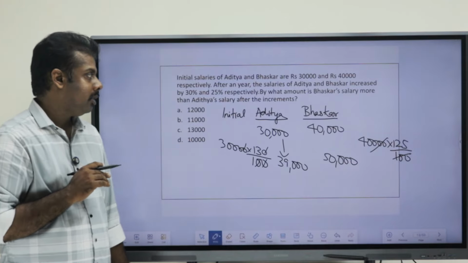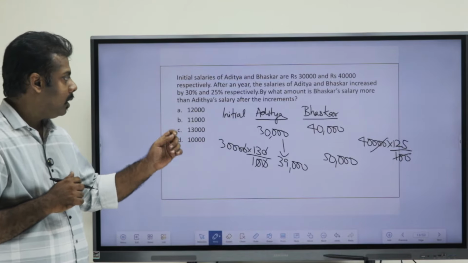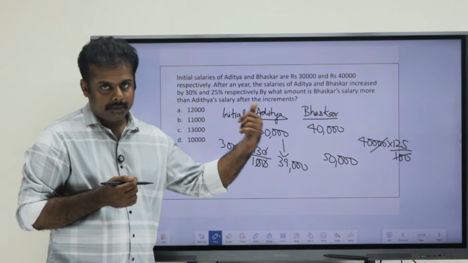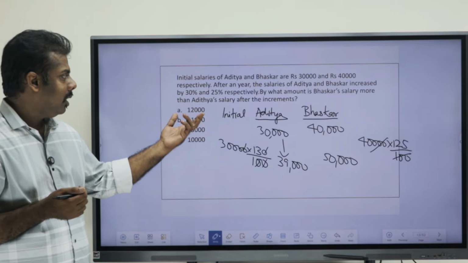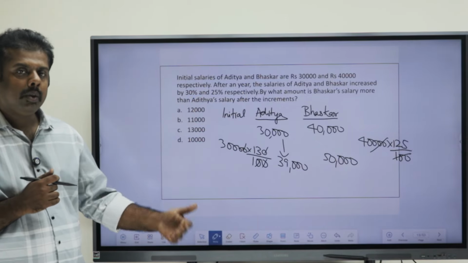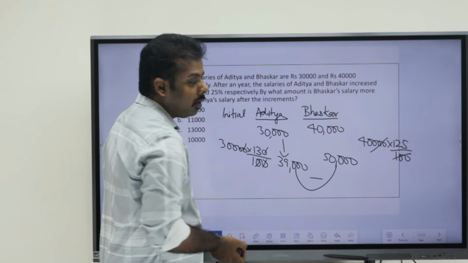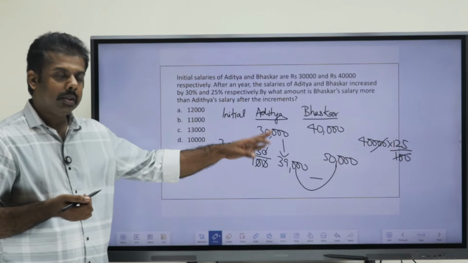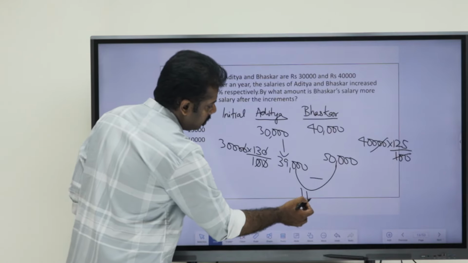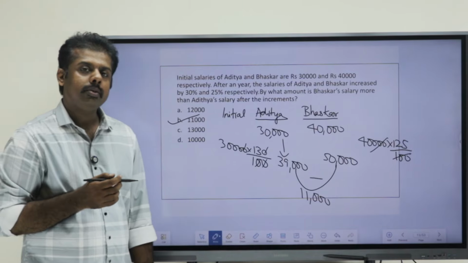50,000. Now, what have they asked in the final question? By what amount is Bhaskar's salary more than Aditya's salary after the increment? So, after the increments, the salaries have become 39,000 and 50,000. So, basically they have asked by what amount Bhaskar's salary is more when compared to Aditya's salary. So, just find the difference of their salaries after the increment. Okay. So, their salaries were 50,000 and 39,000. The difference of that amount will give us what? 11,000. Okay. So, that is also there in the options. So, we can mark our answer here as what?